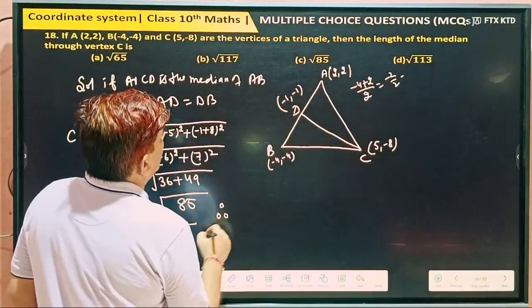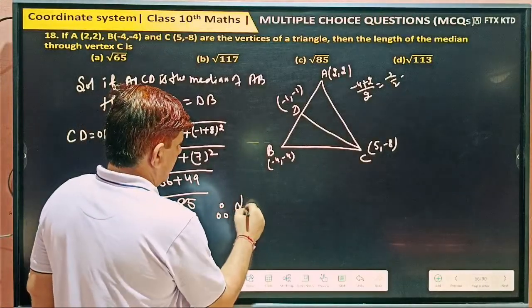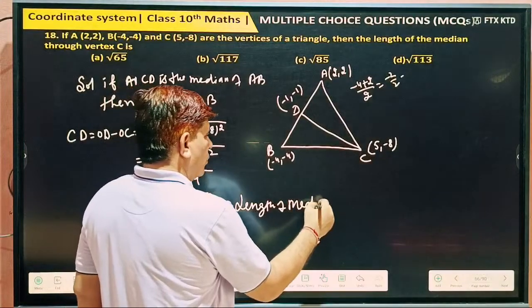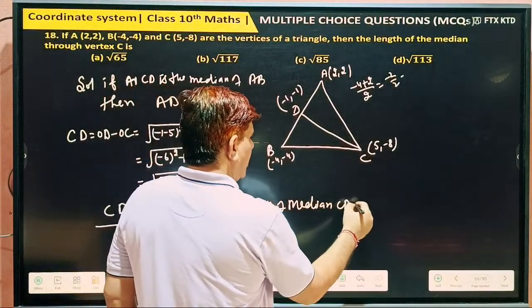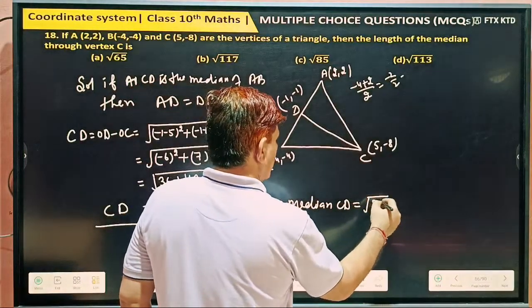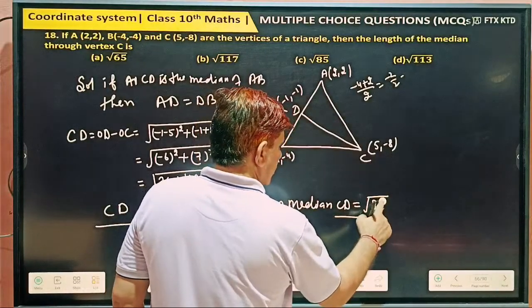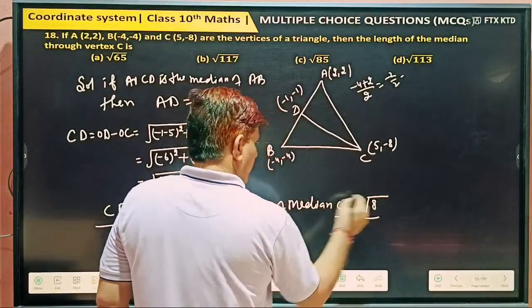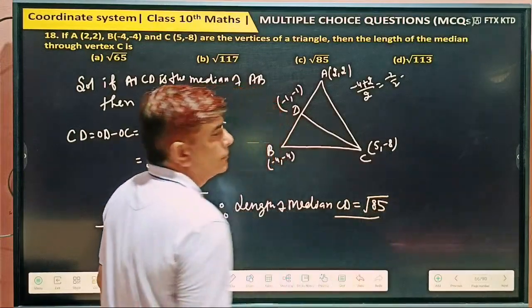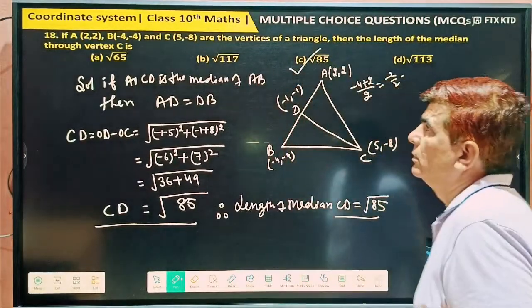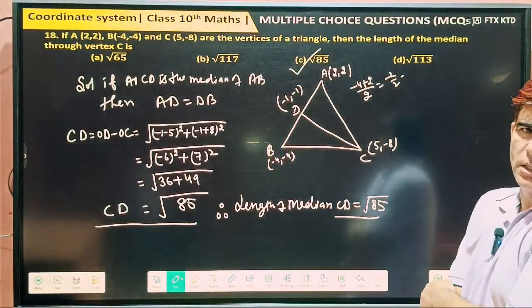Therefore, length of median CD equal to under root 85. What's under root 85? So what's your answer? This is your answer.